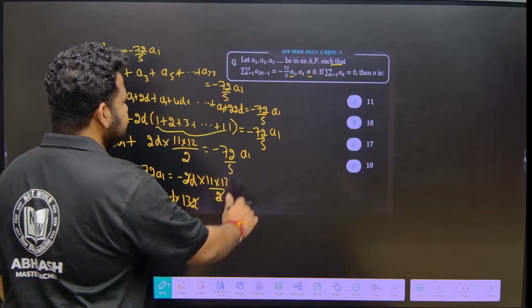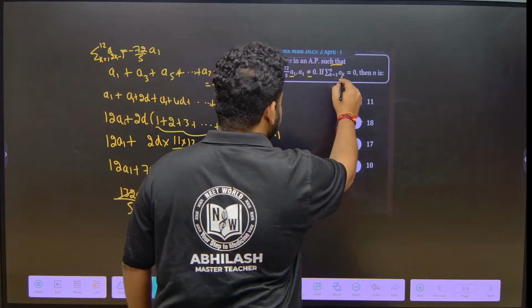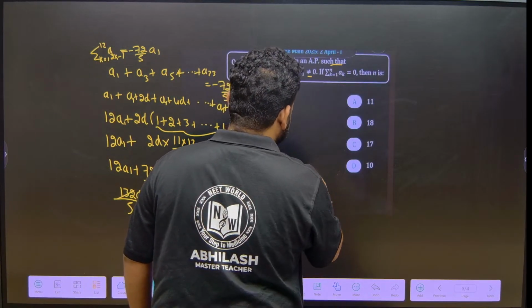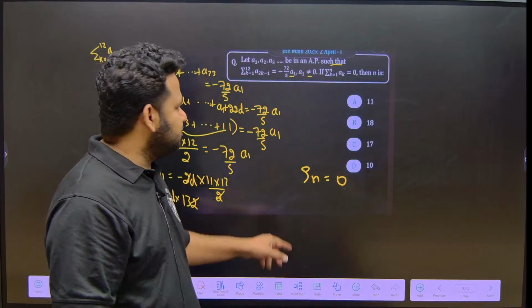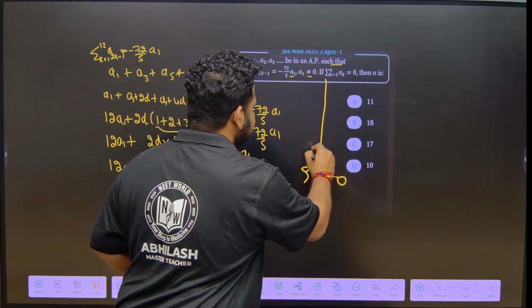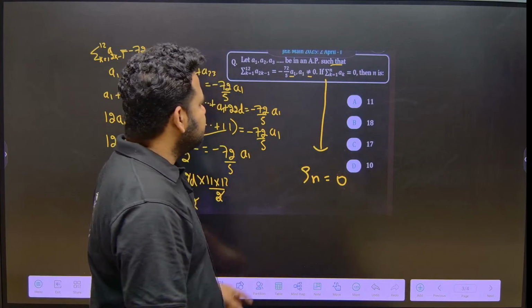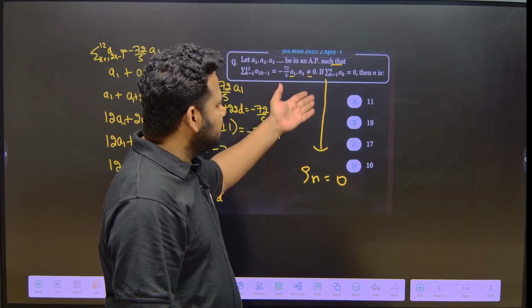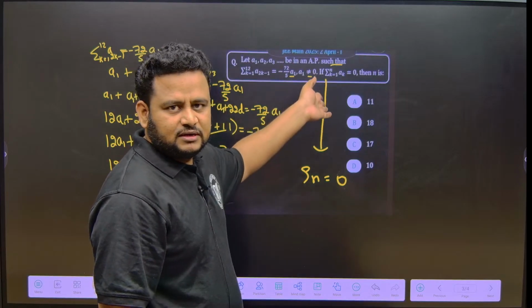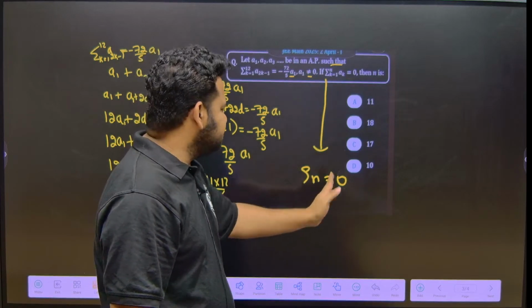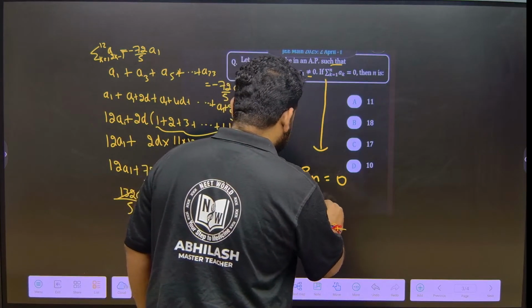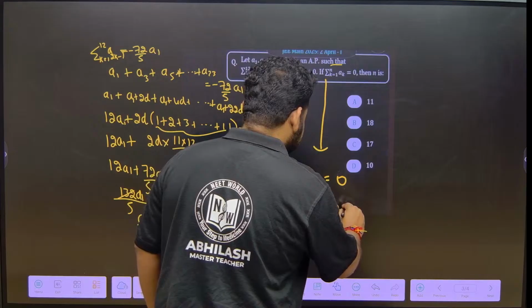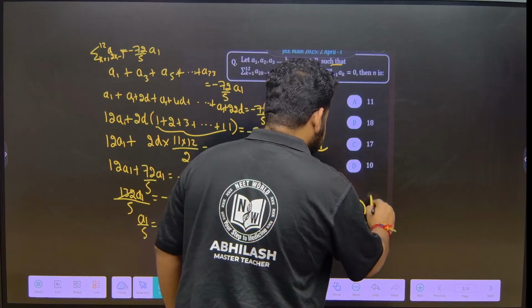They are telling that the sum of a of k is equal to 0, meaning S of n is equal to 0. Summation of a k up to n is the summation of n terms, that is Sn. Sn is equal to 0. That means n by 2 into 2a1 plus n minus 1 into d is equal to 0.